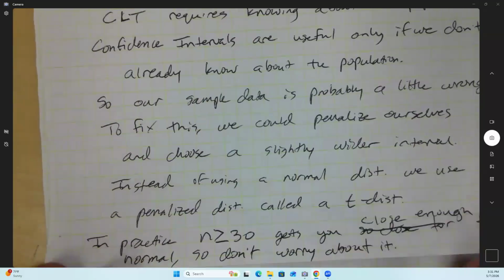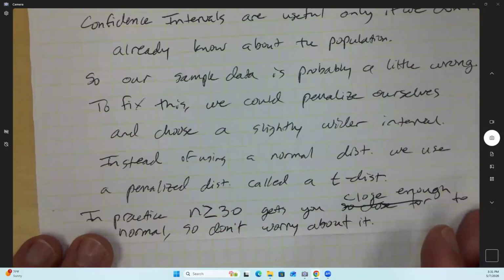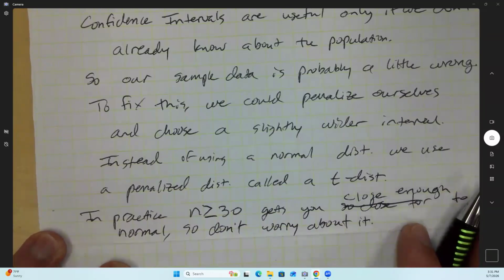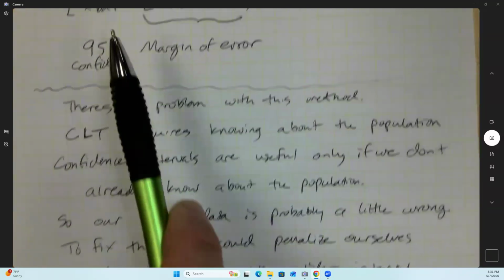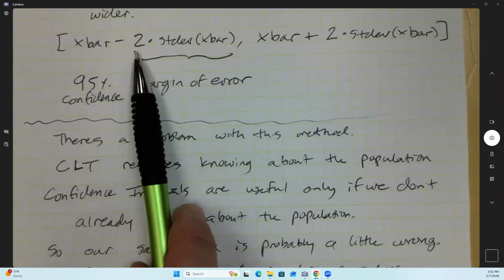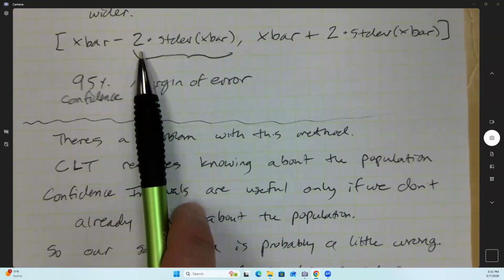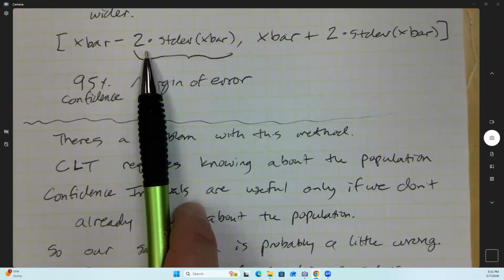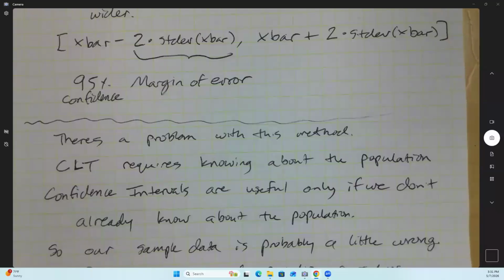In your textbook, you're going to see this thing about a t distribution and how you have to use that instead of a normal distribution. Basically, what it means is the true value for 95% with a normal distribution is 1.96 instead of 2. And the true value for a t distribution with 30 observations is about 2.02. They're both really close to 2. Let's just use 2. All right, that wraps it up.